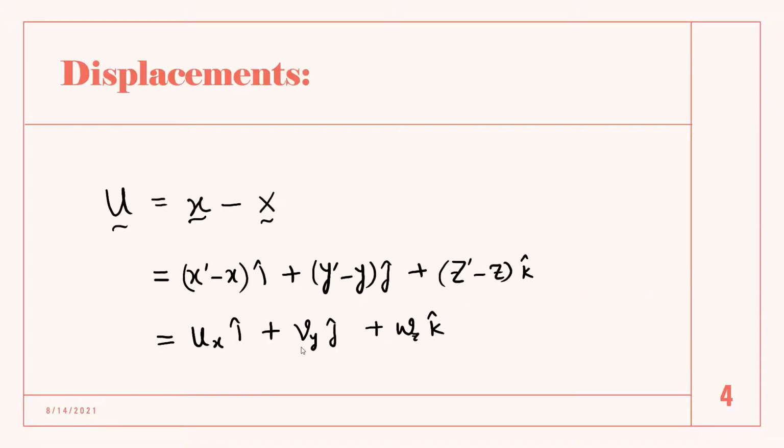So the displacement vector would be the small x vector minus the capital X vector, which is equal to (x prime minus x) i cap plus (y prime minus y) j cap plus (z prime minus z) k cap. In the i cap direction, meaning the x axis direction, we have the displacement u x. This gives us the displacement in the y direction, v y, and this gives us the displacement in the z coordinate direction, w z k cap.